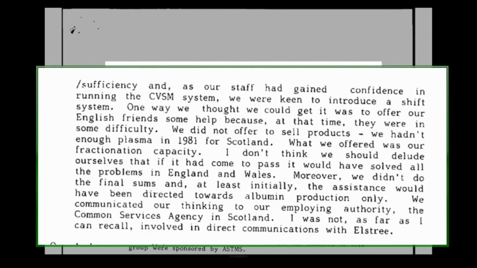I don't think we should delude ourselves that if it had come to pass, it would have solved all the problems in England and Wales. Moreover, we didn't do the final sums, and at least initially the assistance would have been directed towards albumin production only. We communicated our thinking to our employing authority, the Common Services Agency in Scotland. I was not, as far as I can recall, involved in direct communications with Elstree.